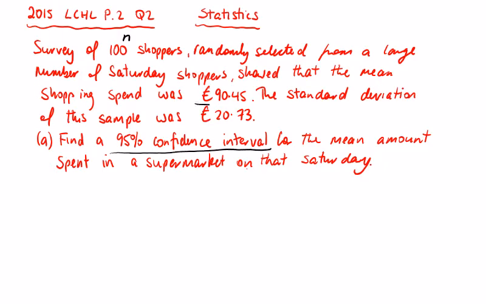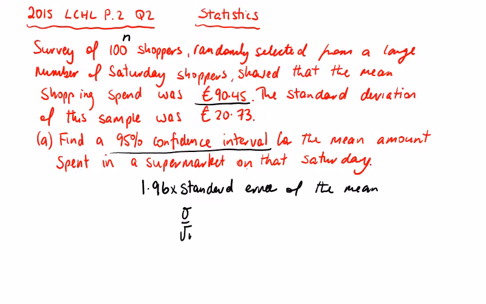So this was what they found the mean to be. So we need to come up with a range of values to be 95% confident that the mean falls within this range. And to do this, we multiply 1.96 by the standard error of the mean. And the standard error of the mean, you may have seen in other videos, is sigma divided by root n, where sigma is standard deviation.